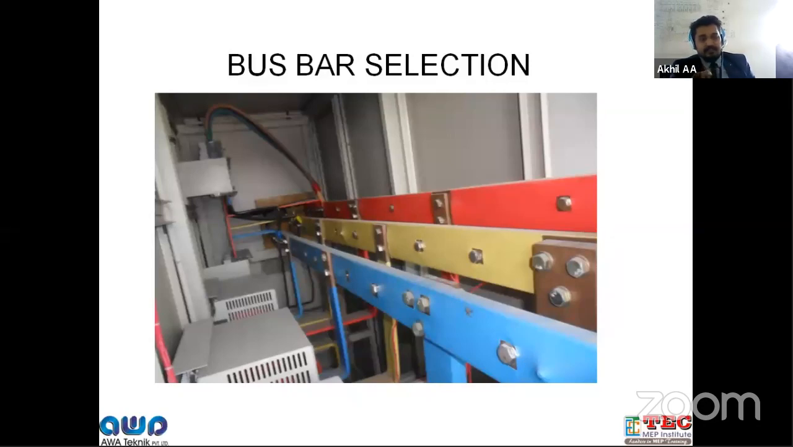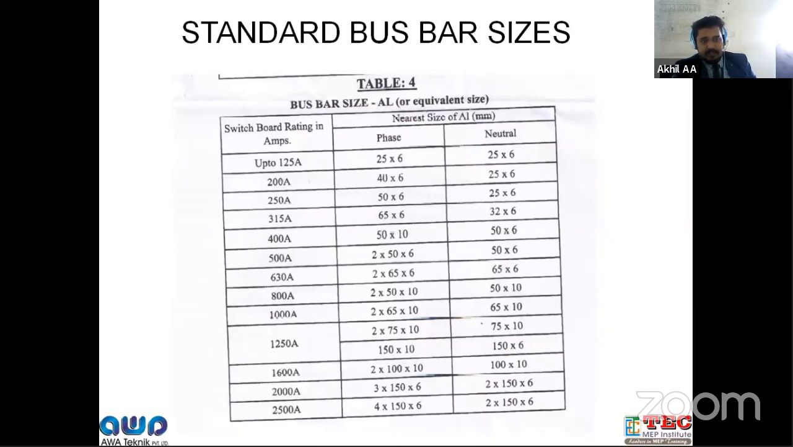In this figure, you can see red, yellow, blue, because our color configuration is RYB configuration. That is why it is represented as red, yellow, blue. Also for the neutral link you have to show a bus, and for the earth link also you have to show a bus. So you have to calculate the bus bar sizes also. This is a standard bus bar chart. You can see this is for aluminum only.